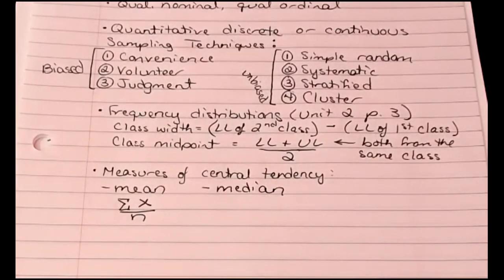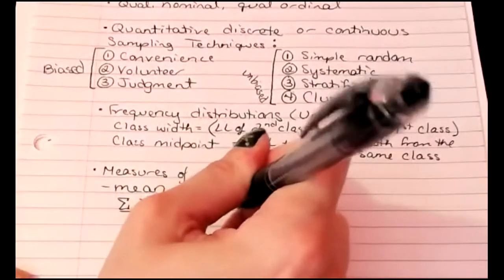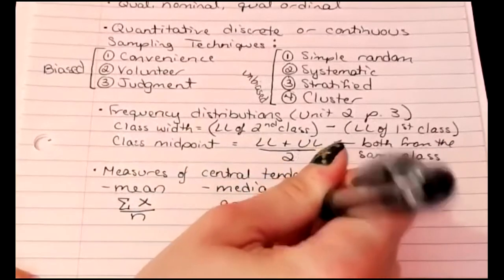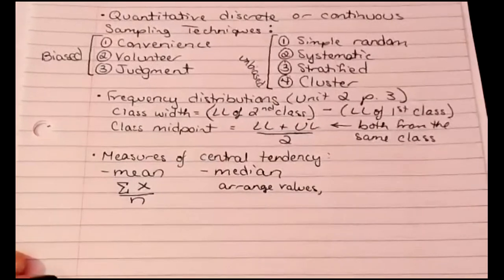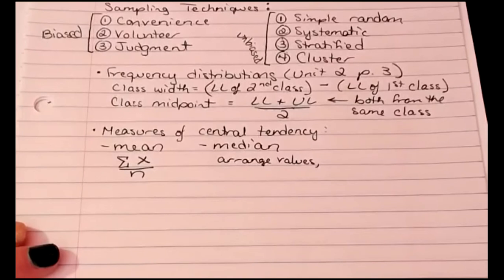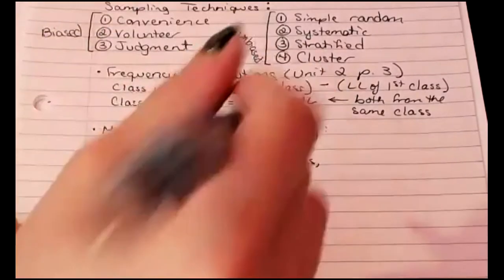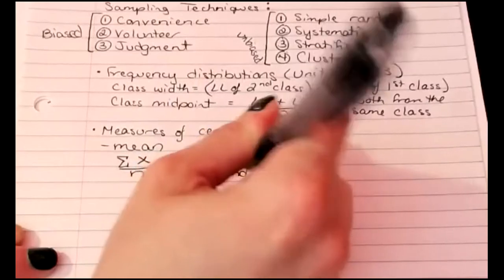List all the values from least to greatest, and then go from outward, like go in, cross out to get the median. Yes, to find the value in the exact middle. Perfect. Arrange values and then find the exact middle.